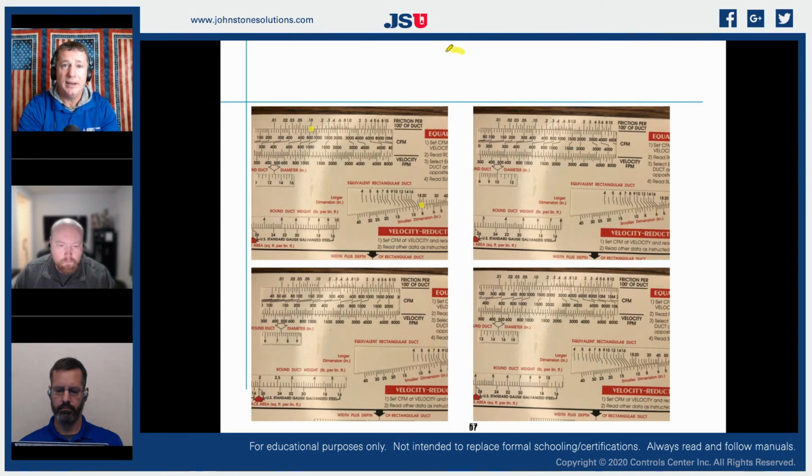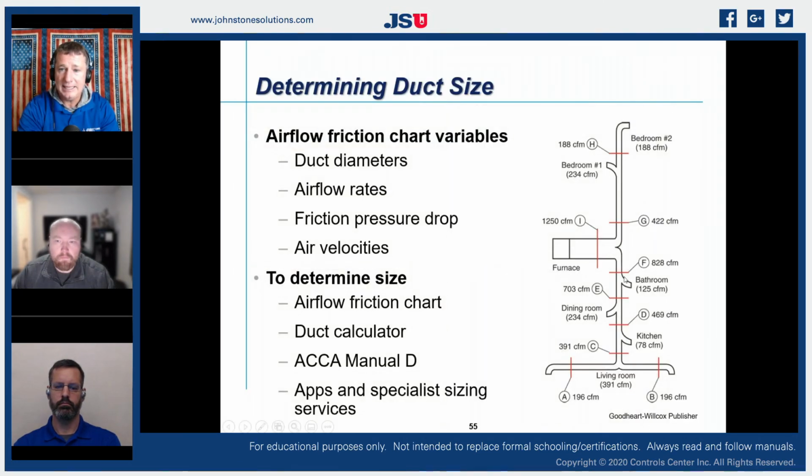So we now have an 8x18 that is going to run our first section of trunk. If we back up to that and take a look at that first run, we have an 8x18. That 8x18 now is going to feed this entire first section. It's going to come past here, and it's going to go past our first drop. So I have an 8x18 running all the way to here. Now I can dump off 125 CFM from that.